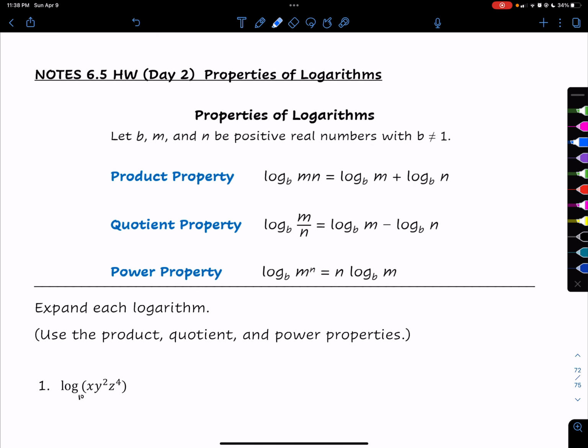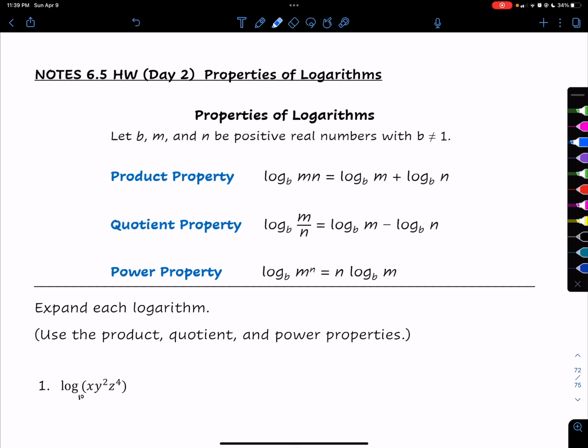Hey guys, let's go ahead and get started with note 6.5 on properties of logarithms, day 2. What we are going to be practicing today is expanding and condensing, and that's exactly what it sounds like. If we're expanding something, we are stretching it out into multiple pieces. If we are condensing something, we are bringing multiple pieces together down to be as small as we can be.